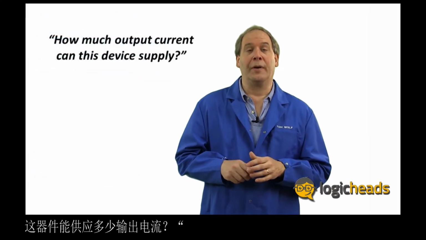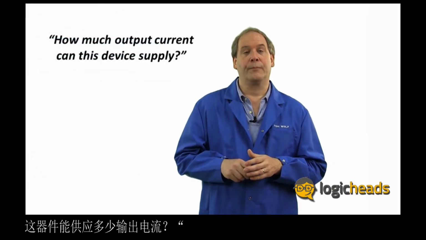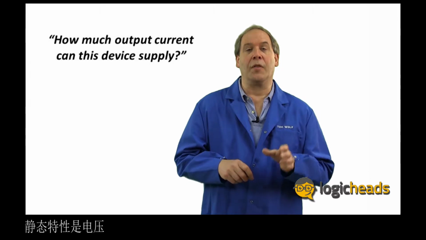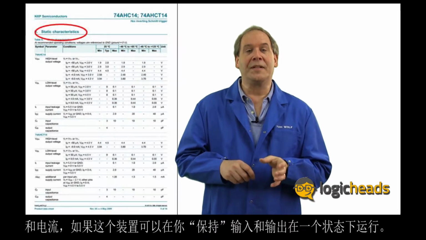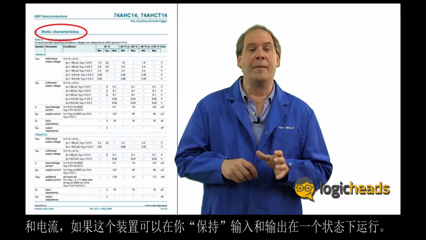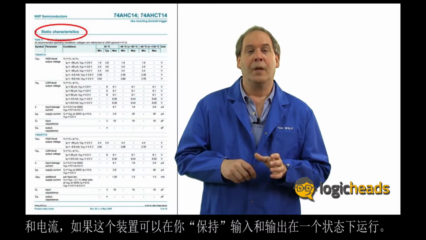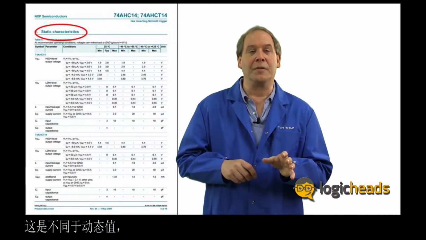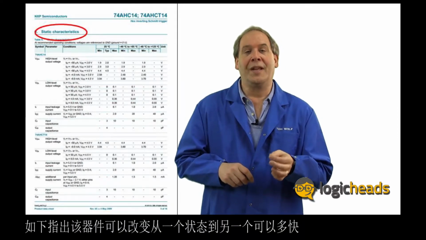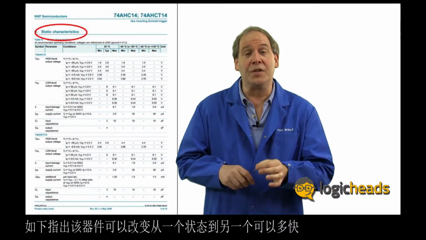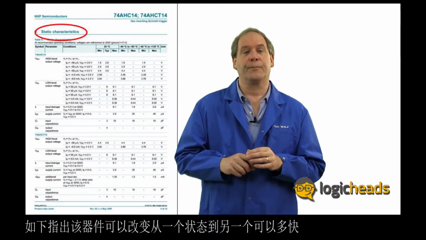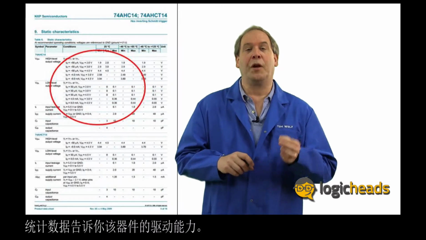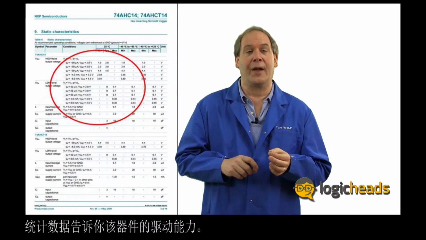How much output current can this part supply? The static characteristics are the voltages and currents that the device can operate at if you hold the inputs or outputs in one state. Now this is different than the dynamic values, which are listed below, which indicate how fast the device can change from one state to another. The static values tell you the drive capabilities of the device.